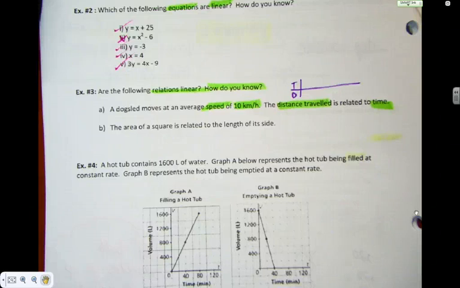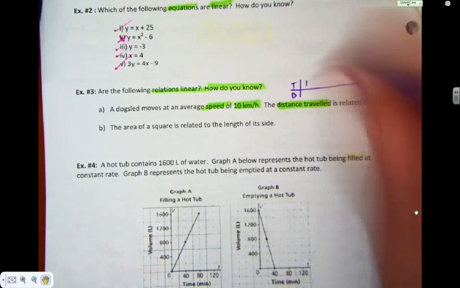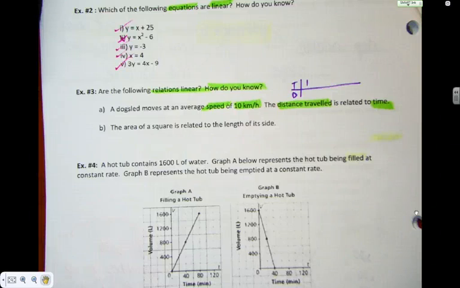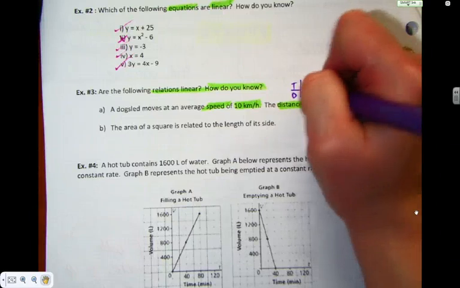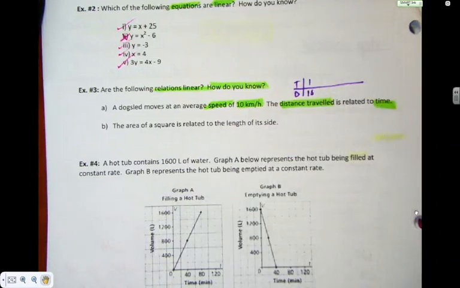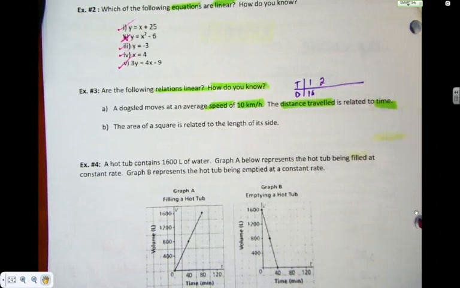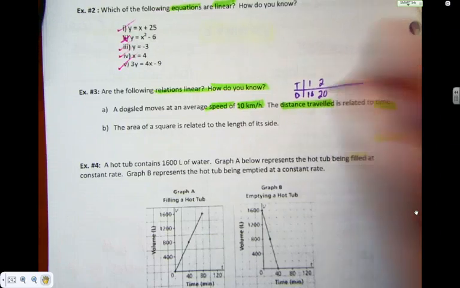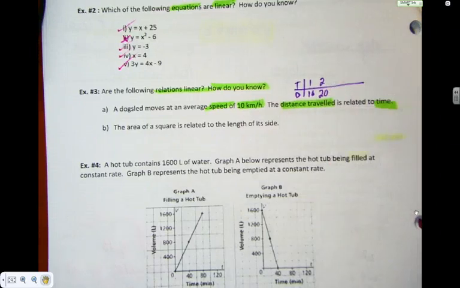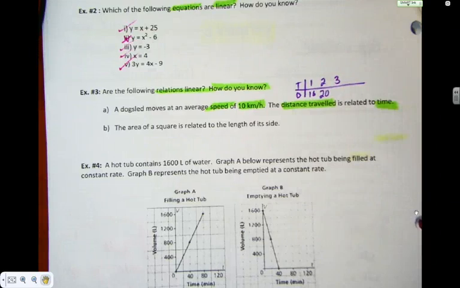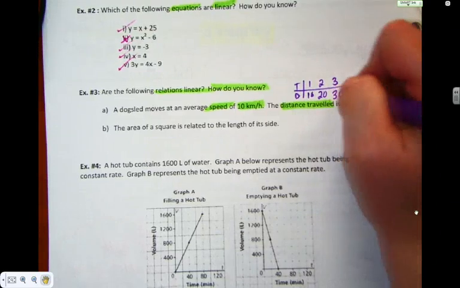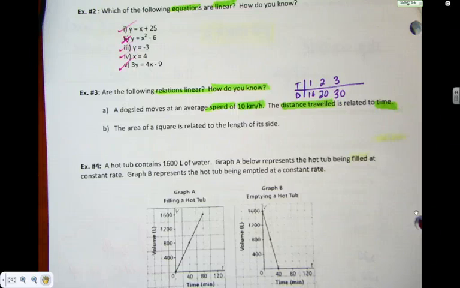So the way I know if it's linear is I start to think, well, after 1 hour, how far has this dog sled traveled? Well, if it's 10 kilometers per hour, after 1 hour, it's gone 10. What about after 2 hours, assuming no dogs had to pee, nobody had to get water, didn't stop for any reason, it's still traveling the same speed? 20? Okay. 3 hours? 30? And then I stop and say, do those both have a constant rate of change?